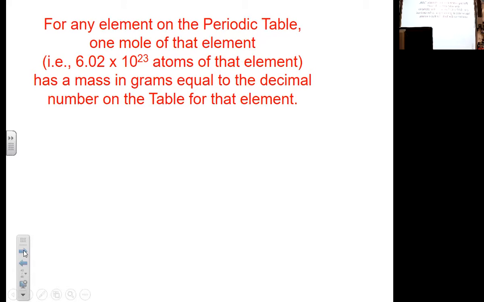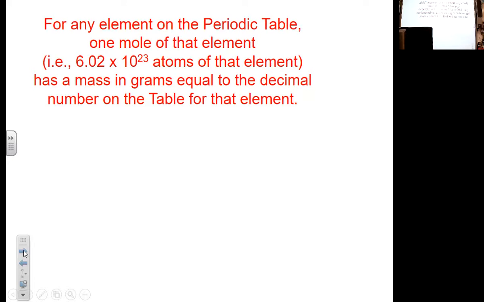What would that be rounded? 16. Okay, so one number past the decimal is what we're going to round these guys to. But that tells you how many grams if you had a mole of it. Okay, so look at hydrogen. Hydrogen has a mass of 1 gram per mole.